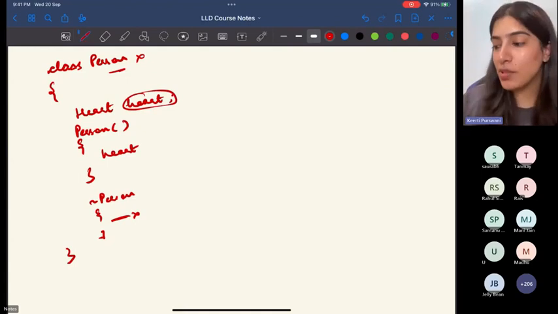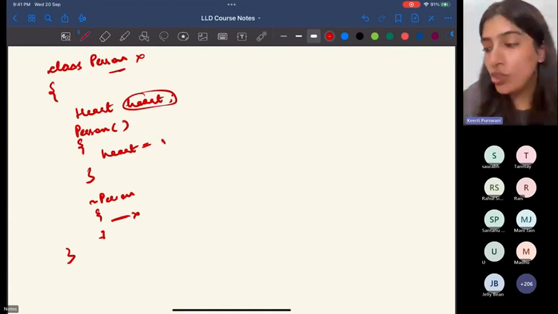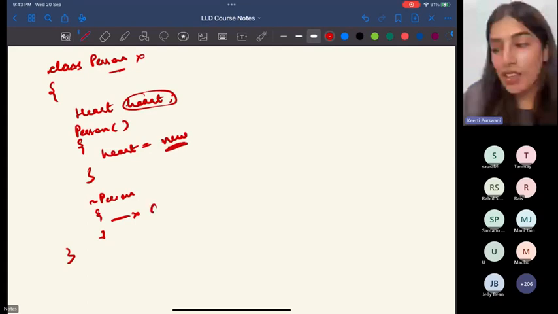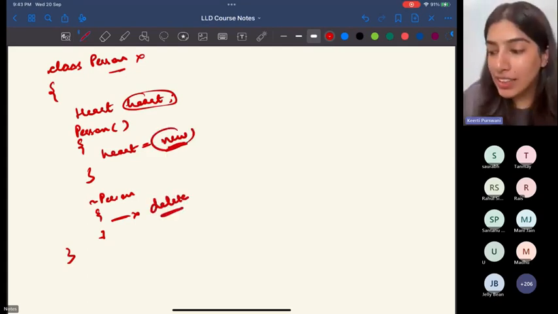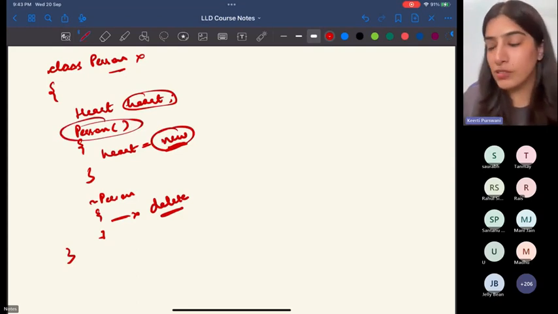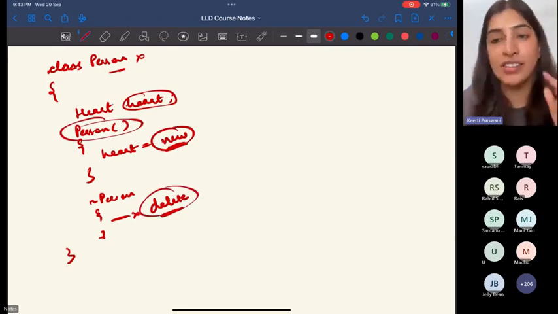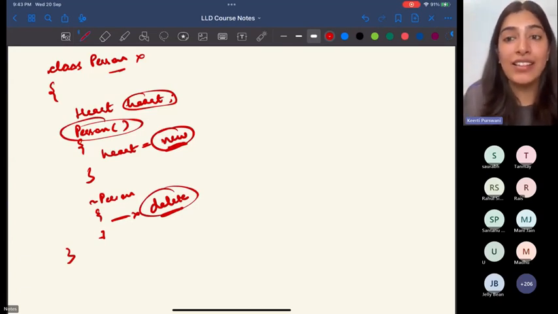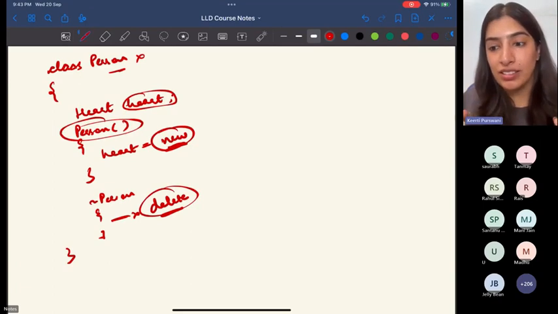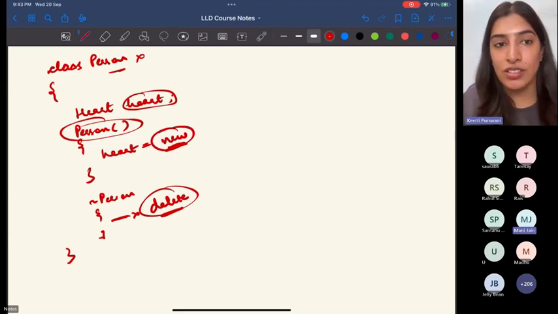If you think in terms of C++, I'm going to do new itself over here, and I'm going to do delete in the destructor itself. So it is getting constructed in the constructor of the superclass and getting deleted in the destructor of the superclass. So its entire life cycle is dependent on the superclass. That is what we are discussing. So this is composition.